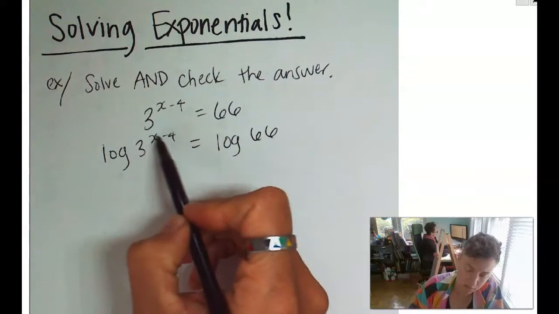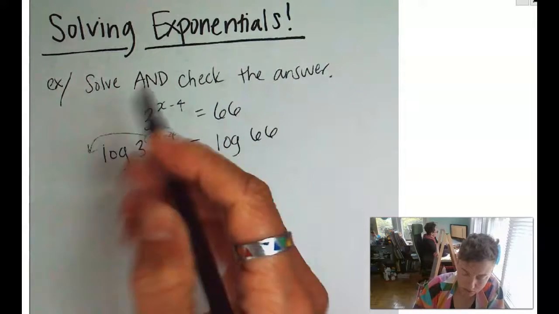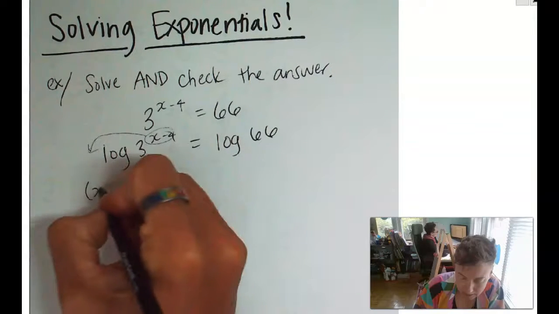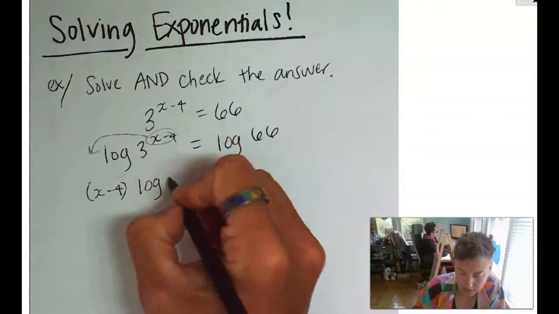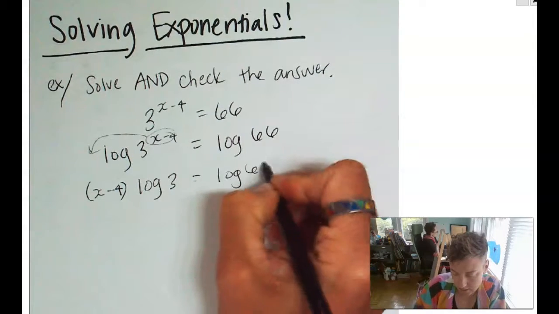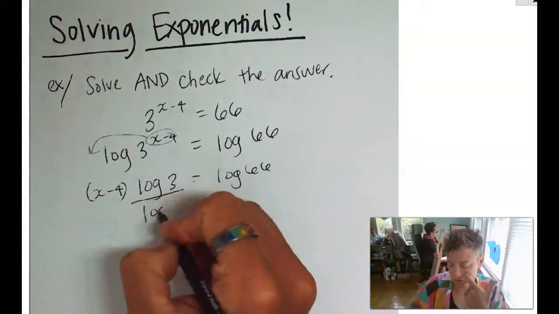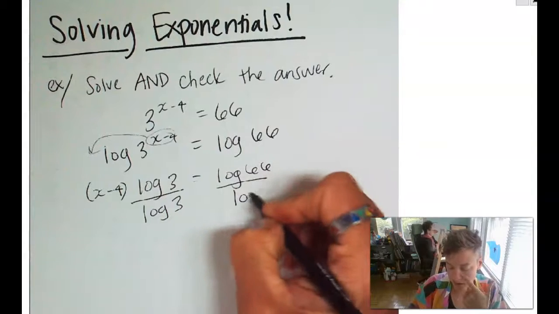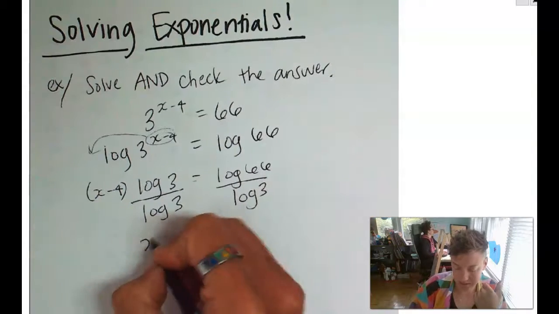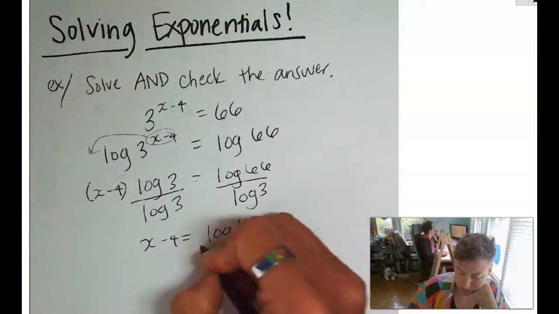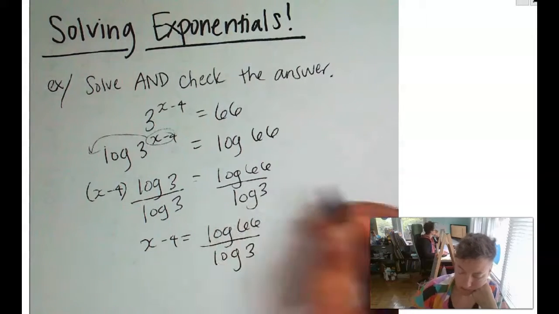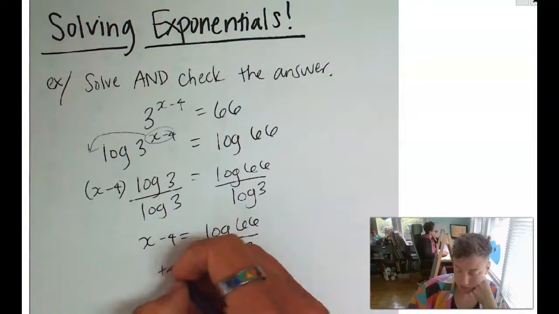The exponent goes out in front. So we have x minus 4 times log of 3 equals log of 66. Now we're just dividing on both sides. We have x minus 4 equals log 66 over log 3. Add 4 to both sides.